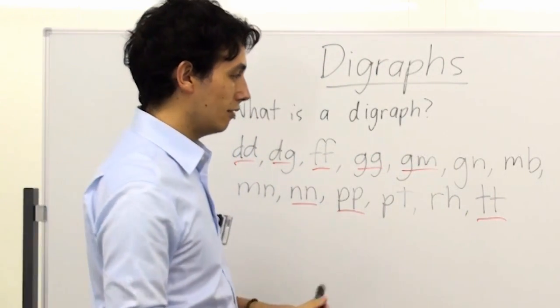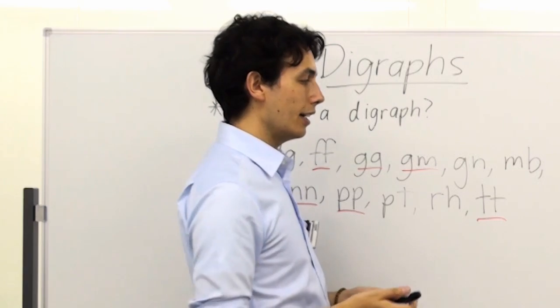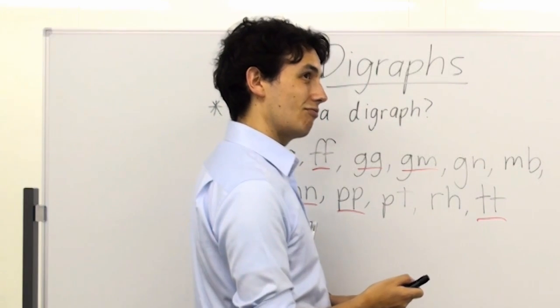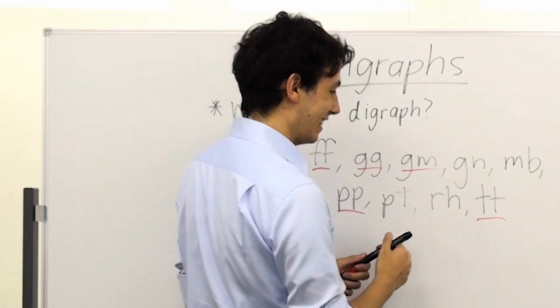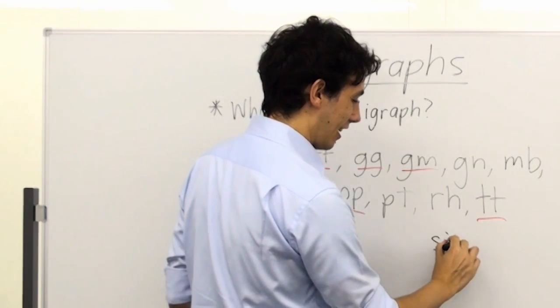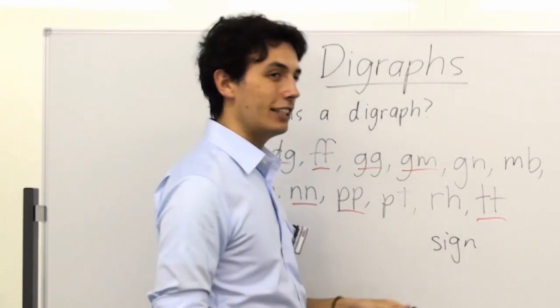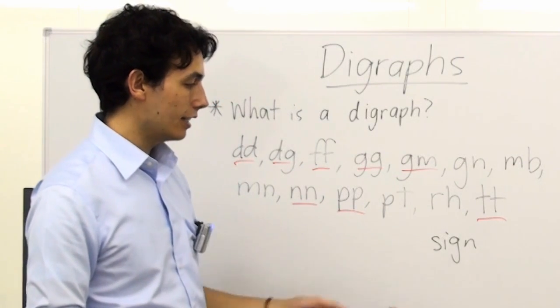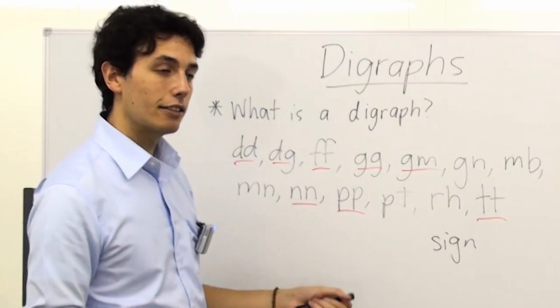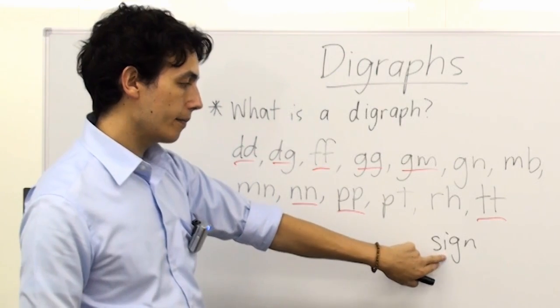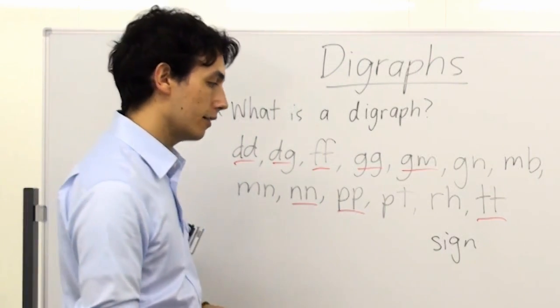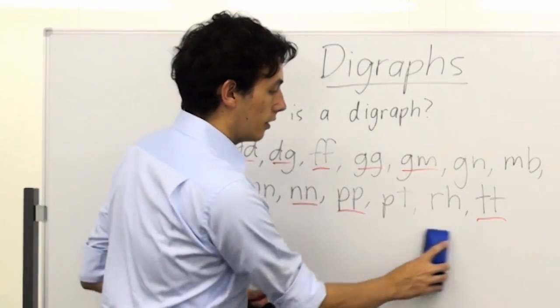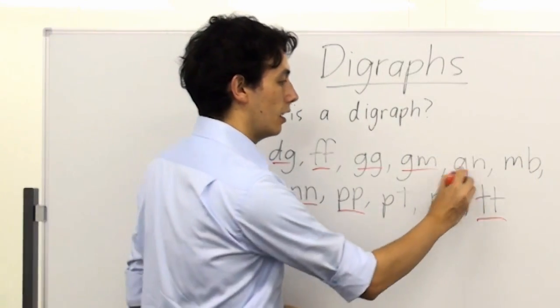GN features in quite a few words like sign. Sign. Again, it's at the end. G is silent, so it just sounds like sign. In this case, or in both of these cases, it kind of makes the vowel a long sound. So another one was just one sound.